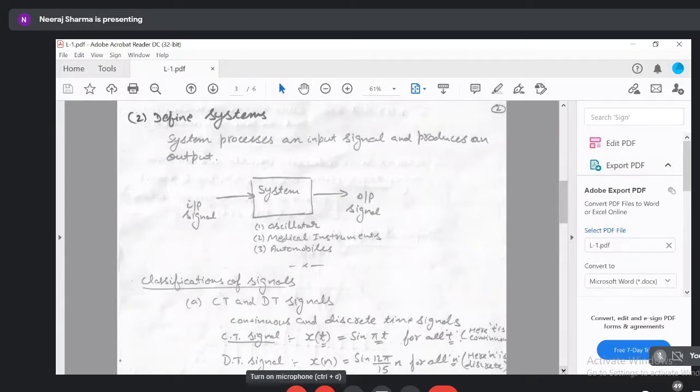Similarly, an automobile is again a kind of system where we apply force on the pedal of the accelerator. As we apply force on the pedal of the accelerator, depending upon the force applied, the automobile consumes fuel according to that particular force.